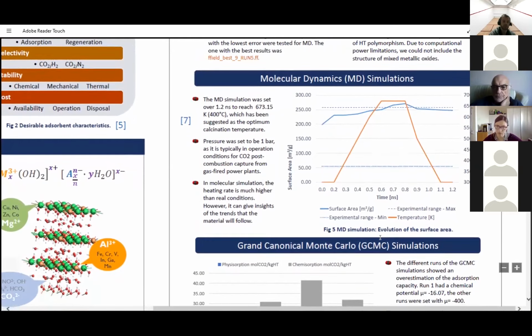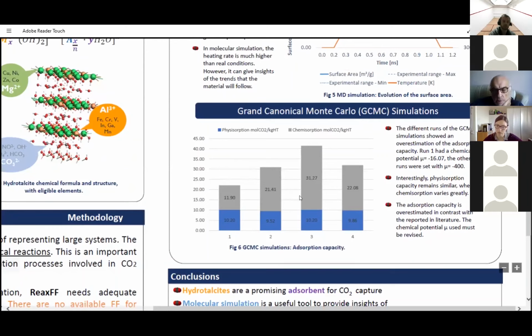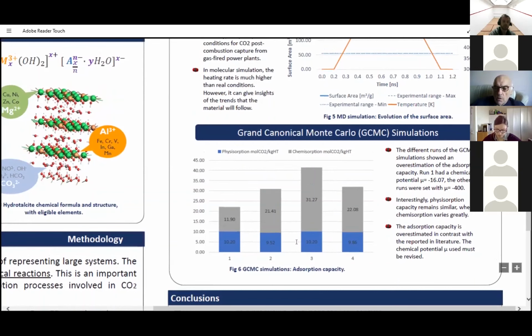However, we started doing the grand canonical simulations, and the numbers that we found for the adsorption capacity were completely off the charts in contrast with experimental data, which is not what we were expecting. However, an interesting thing that we found is that the physisorption in all the cases that we were looking at remains about the same, and the chemical adsorption is the one that varies a lot depending on the chemical potential, which is the change in the energy depending on the pressure and the temperature that you can have when you add one molecule.